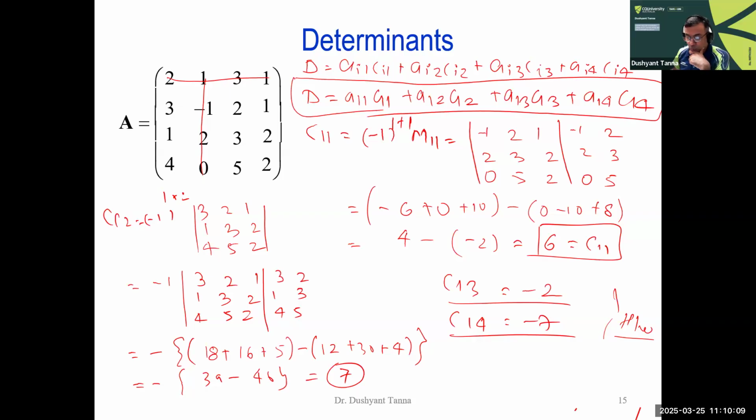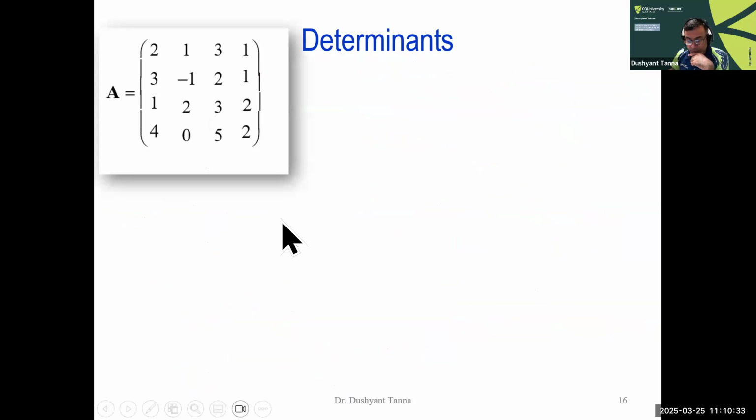Okay, so that was one way of finding the determinant of a 4 by 4. But like I explained earlier, that's not the only way. You can pick any row, any column, and you'll still have the same answer. Our answer was 6, if I recall correctly. Yeah, the determinant was 6. So let's do it with some other rows and columns.